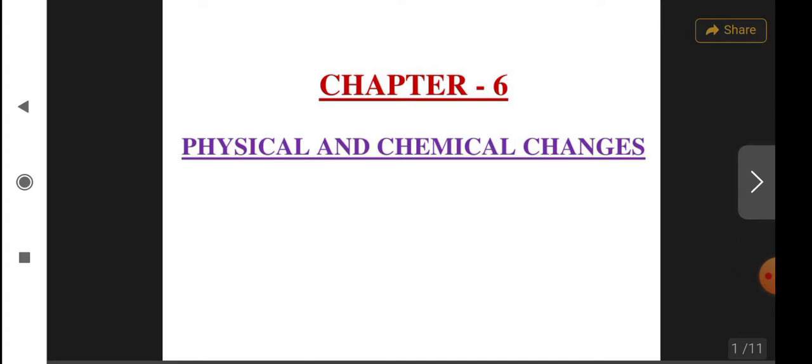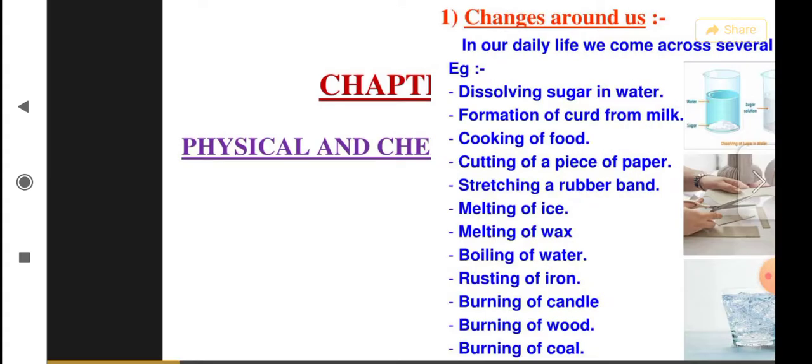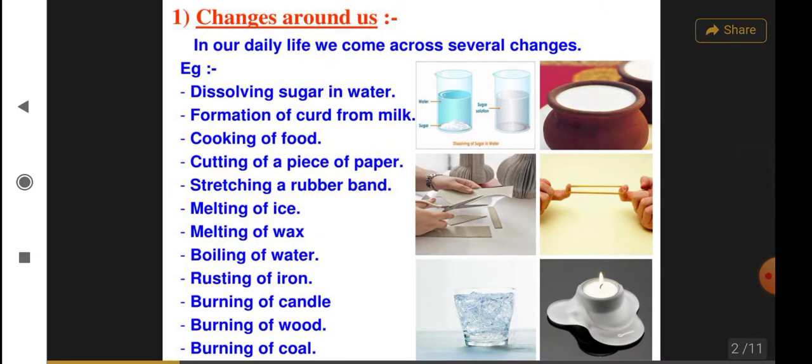substances. For example, let us discuss some of the examples of changes that are happening around us in our daily life, like we dissolve sugar in water, formation of curd from milk, cooking of food, cutting of a piece of paper, stretching of a rubber band, melting of ice, melting of wax, boiling of water, rusting of iron, burning of candle, burning of wood, and burning of coal. These are some of the examples that we see in our daily life, in our surroundings.